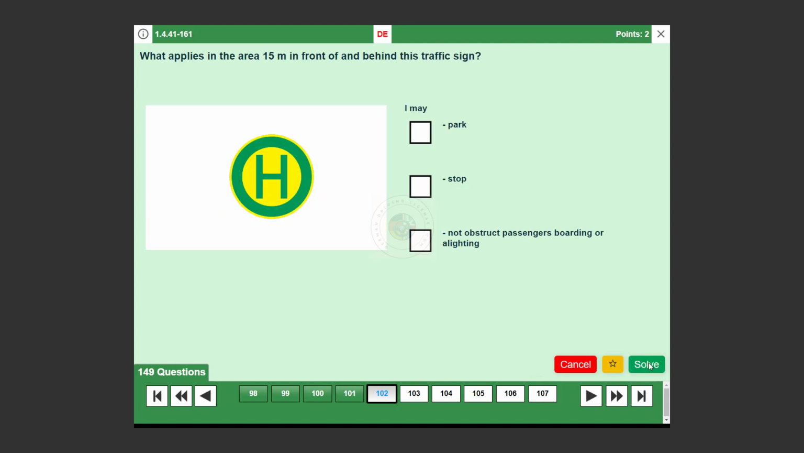Question number 102. What applies in the area 15 meters in front of and behind this traffic sign? Park. False. Parking is not permitted within 15 meters of the sign. Only stopping is allowed. Stop. True. Stopping is allowed, but it should be done in a manner that doesn't obstruct passengers boarding or alighting. Not obstruct passengers boarding or alighting. True. When passengers are boarding or alighting, they must not be obstructed, and vehicles should pass on the right at walking speed if necessary.